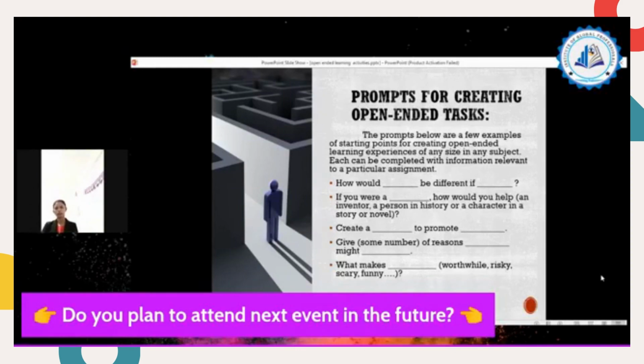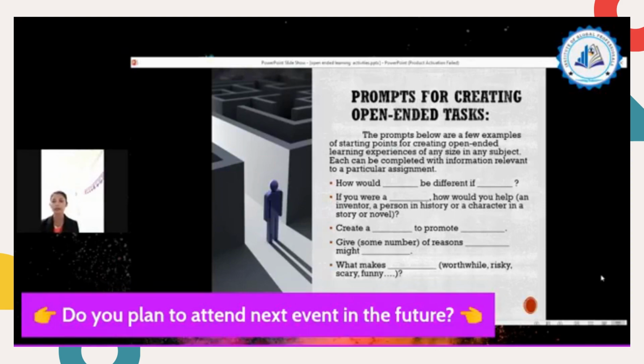Okay, next is to create a blank to promote blank. So you can tell them, create a poster to promote cleanliness. So you're going to supply that missing portion, no? And then again, students will come out, they're going to think, and there's no right or wrong answer.